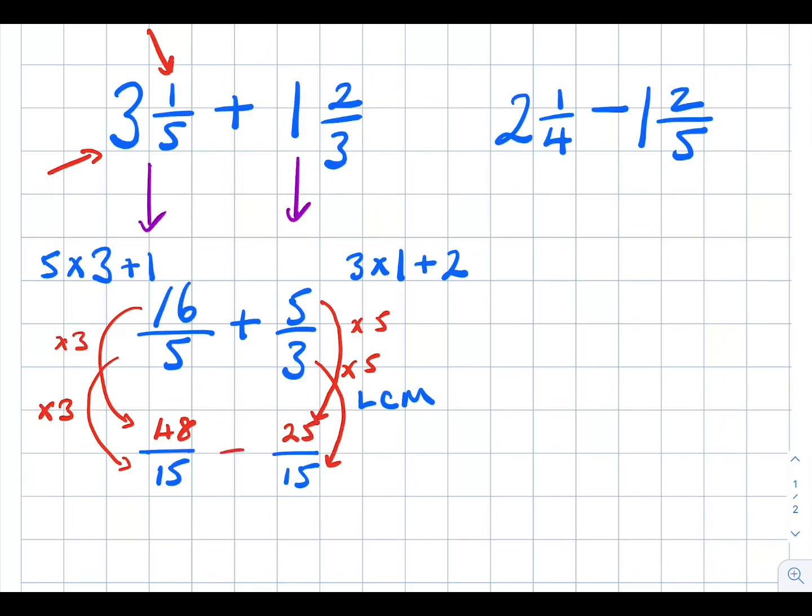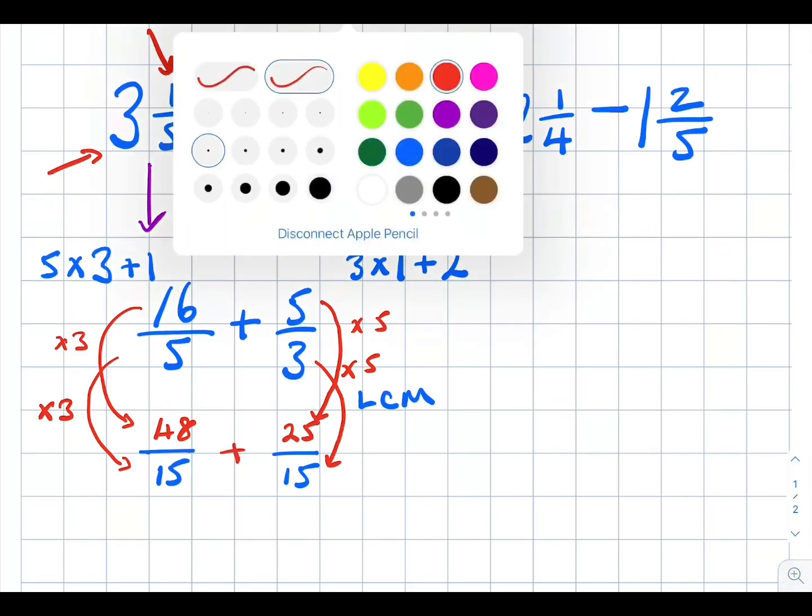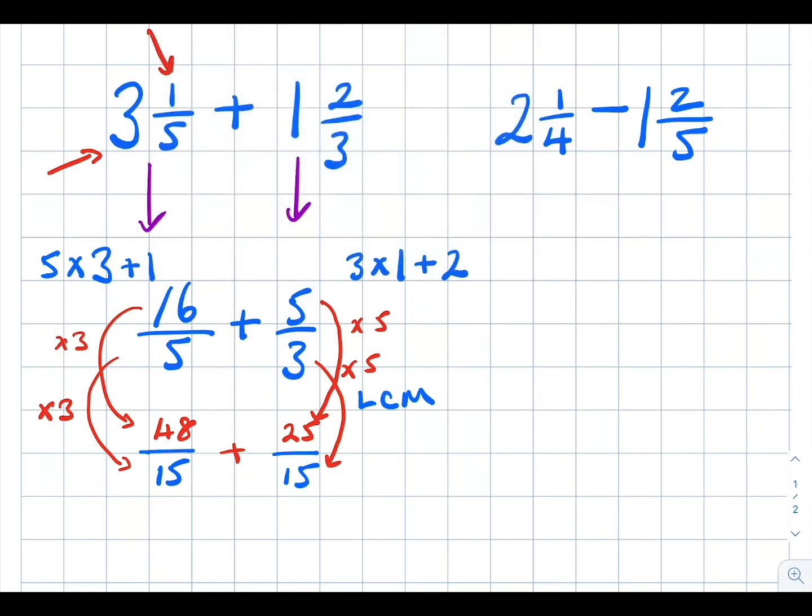Once that's done, we have common denominators now. We get to keep those, and all you need to then do is add the numerators. So 48 plus 25 will give 73. Now this is what you call an improper fraction, when the top number is bigger than the bottom number. So what we need to do is revert it back to a mixed number.